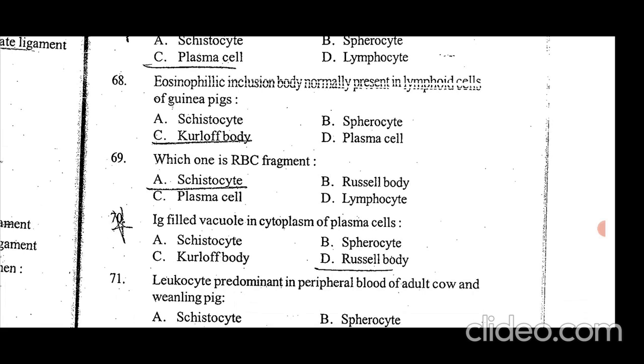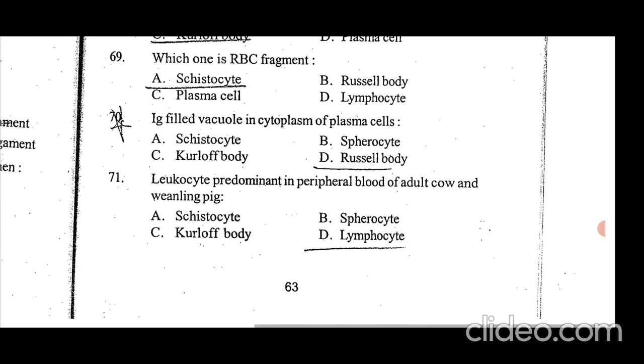Which one is a red blood cell fragment? Schistocyte is a fragment of red blood cell.